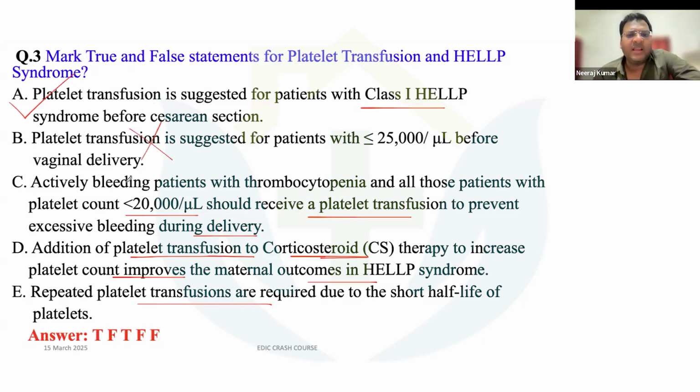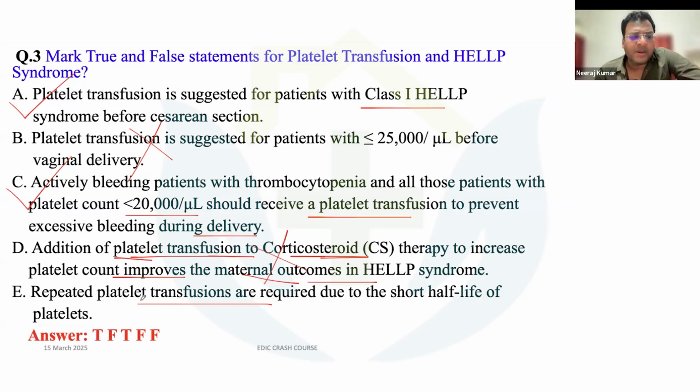No, for vaginal delivery, the cutoff is not 25,000. If the patient is actively bleeding with thrombocytopenia and with a platelet count of 20,000, these must receive platelet transfusion to prevent excessive bleeding during delivery. Yes, this is again the right option. And then the D option, if you want to add corticosteroid to the platelet transfusion, it will not improve or increase the platelet count, and neither will it improve the maternal outcome. So it is not a true statement.